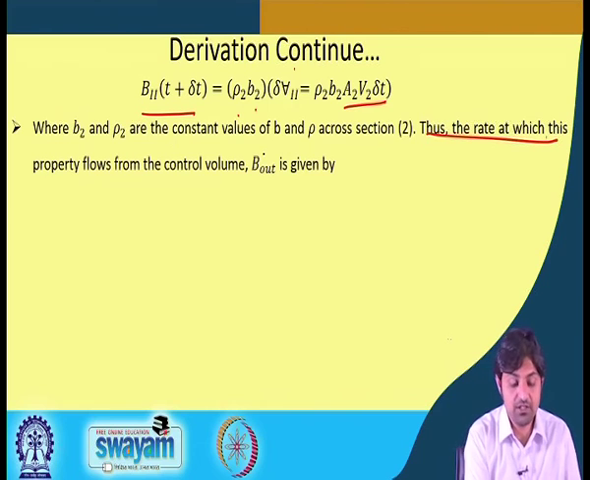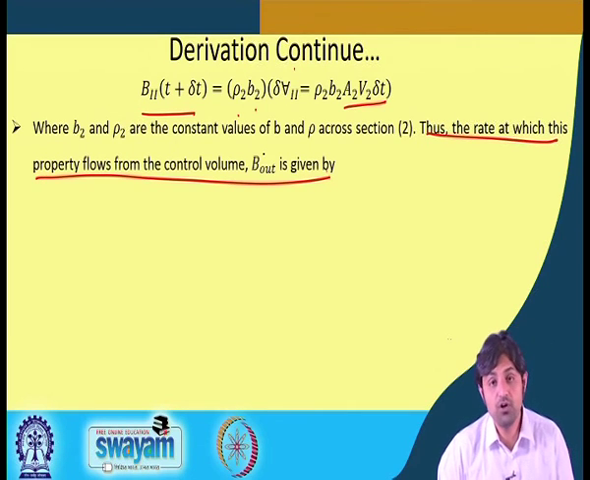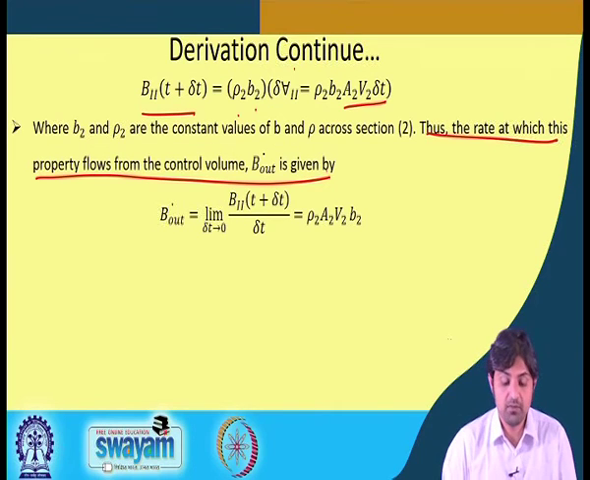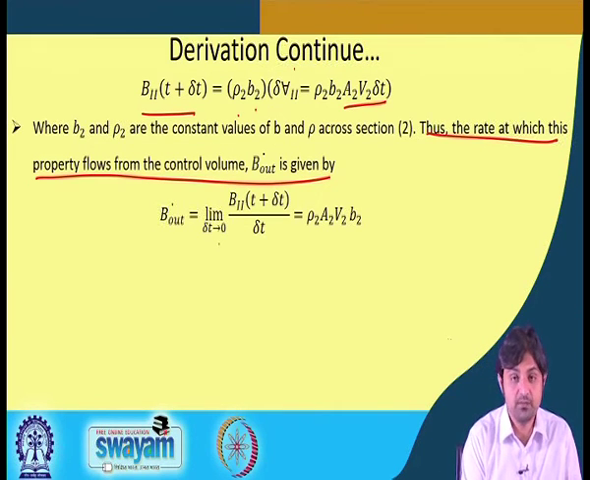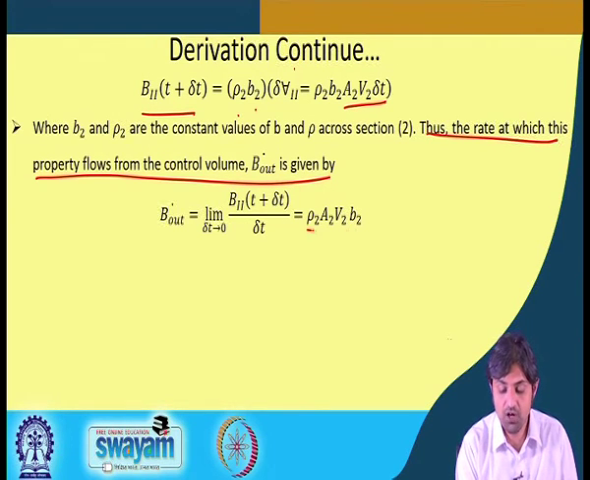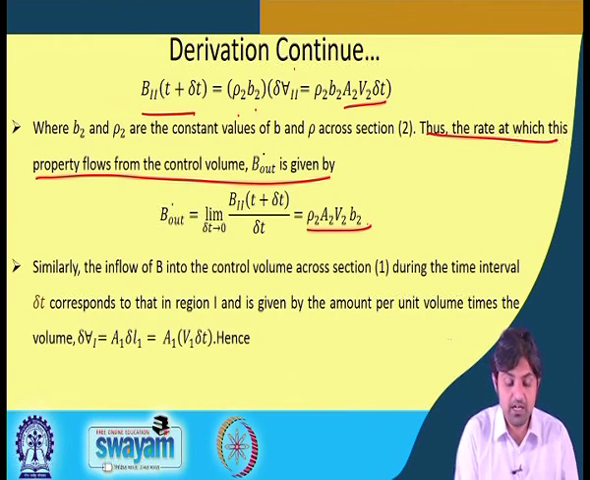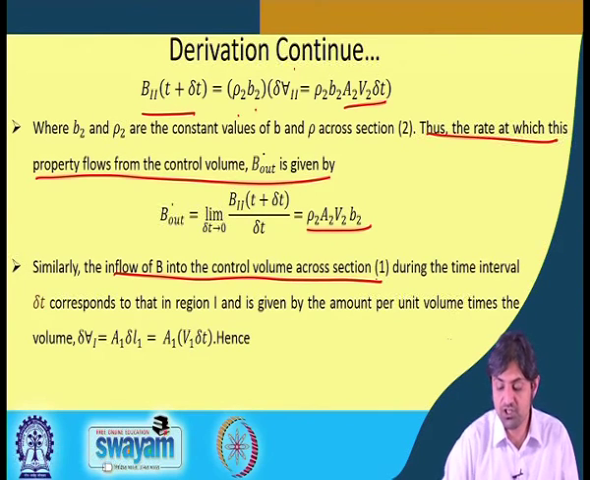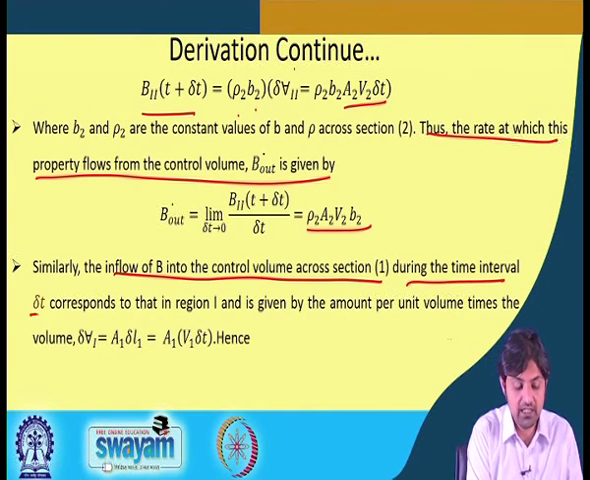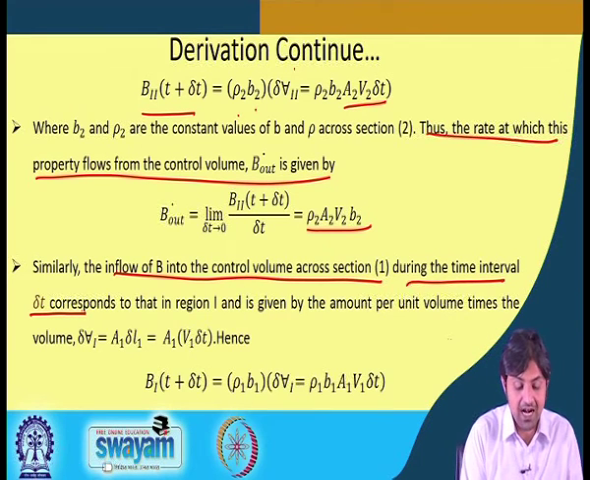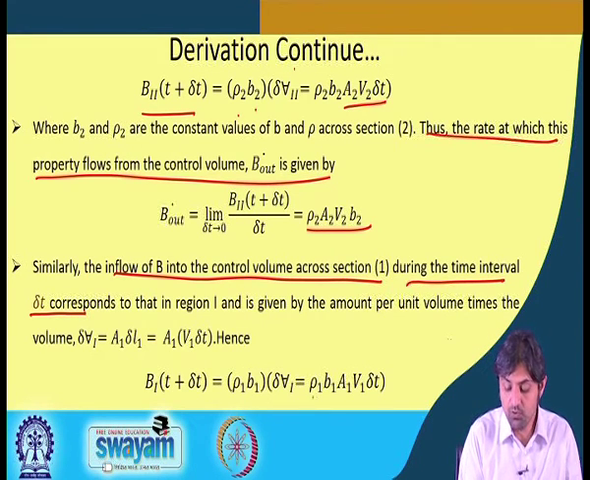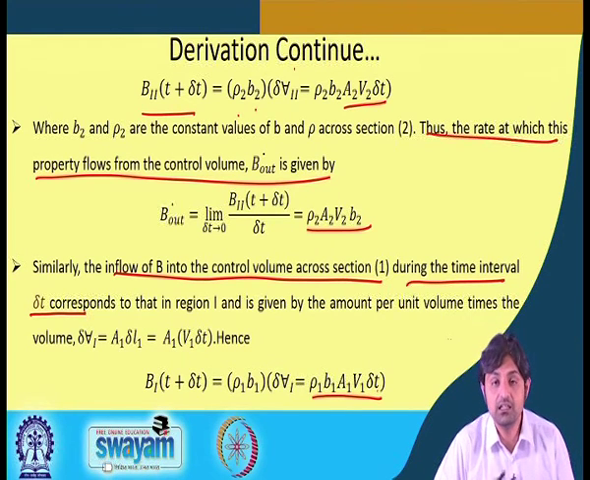Thus, the rate at which the property flows from the control volume, B out, is given by the limit as delta t tends to 0 of B2 at t plus delta t divided by delta t, or we can simply write rho 2 A2 V2 B2, simply the total mass that is flowing out of the cross section area 2. Similarly, there will be an inflow of B into the control volume at section 1 during the time interval delta t, and that will be equal to rho 1 B1 A1 V1 delta t.